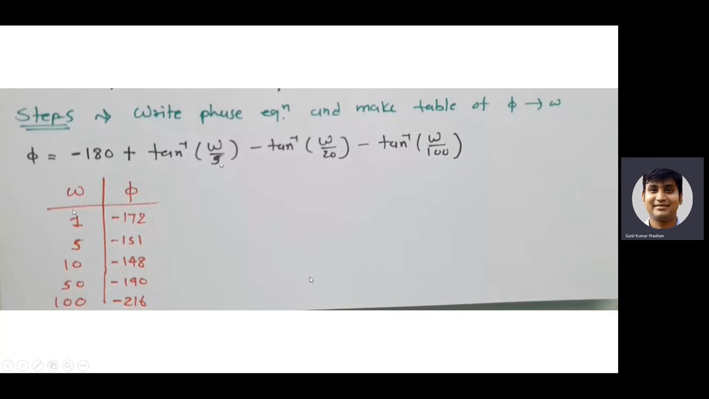Then we have to take different values of omega and find out what the phase is. Generally, we need to take as many points as possible; the more points we take, the clearer and smoother the curve will be. In this case, I have taken 5 points: omega is equal to 1 radian per second, 5, 10, 50, and 100 radian per second. We put that angular frequency here and find the phase. At omega equal to 1, it is minus 172 degrees, at 5 it is minus 151 degrees, at 10 minus 148 degrees, at 50 minus 190 degrees, and at omega equal to 100 the phase is minus 216 degrees, right?